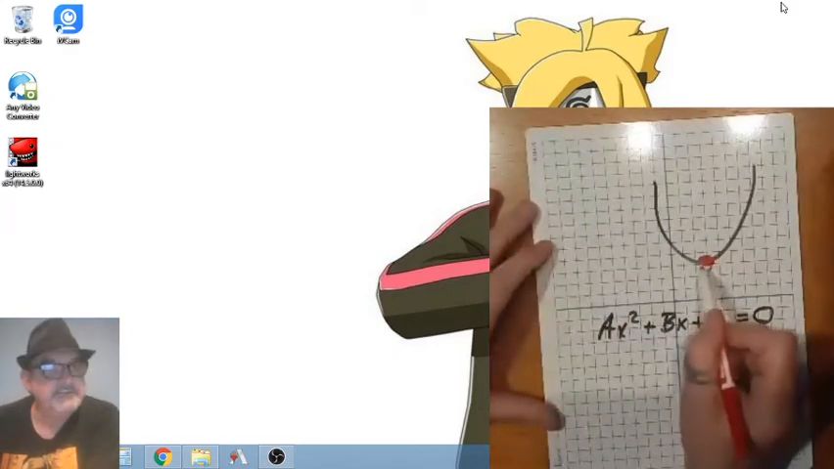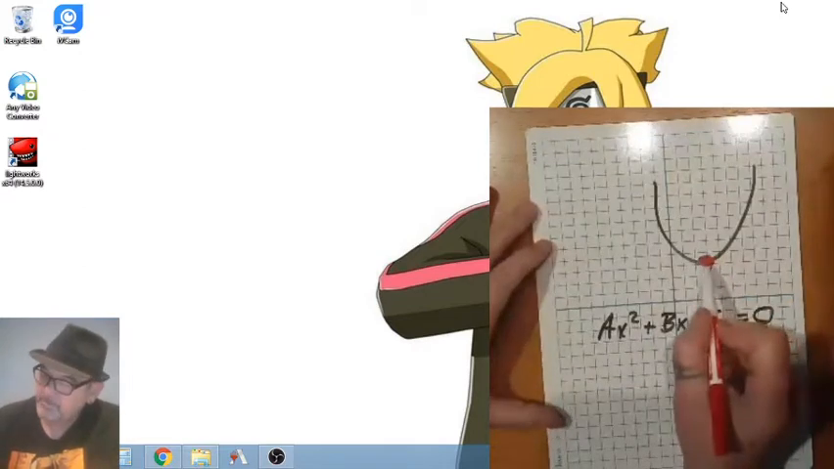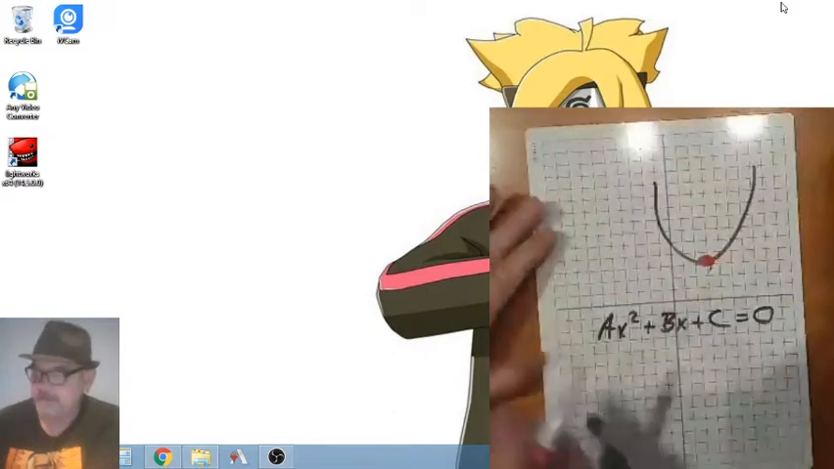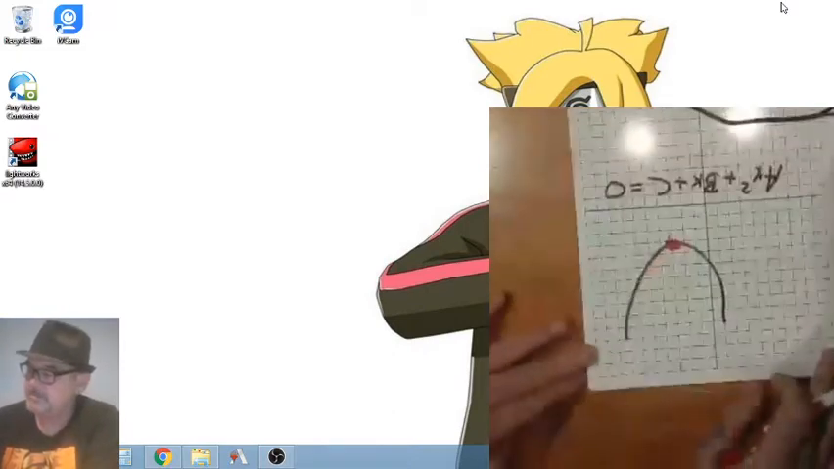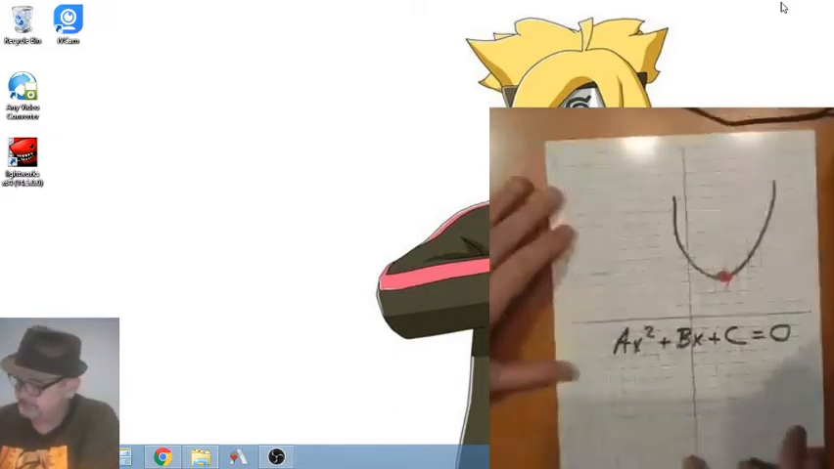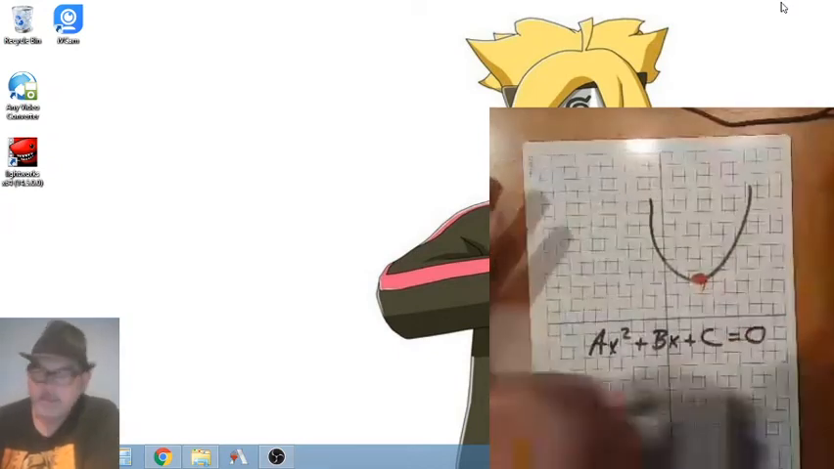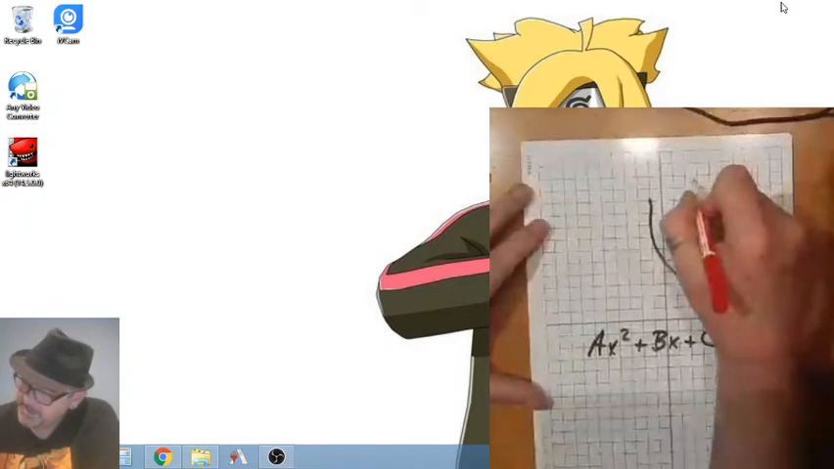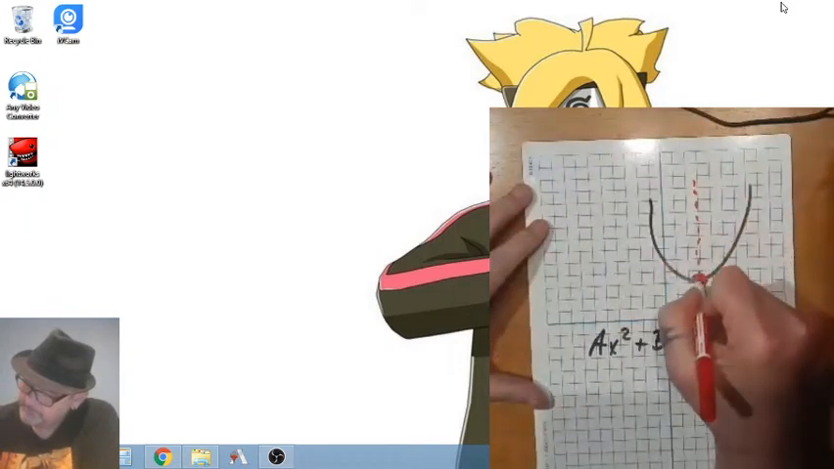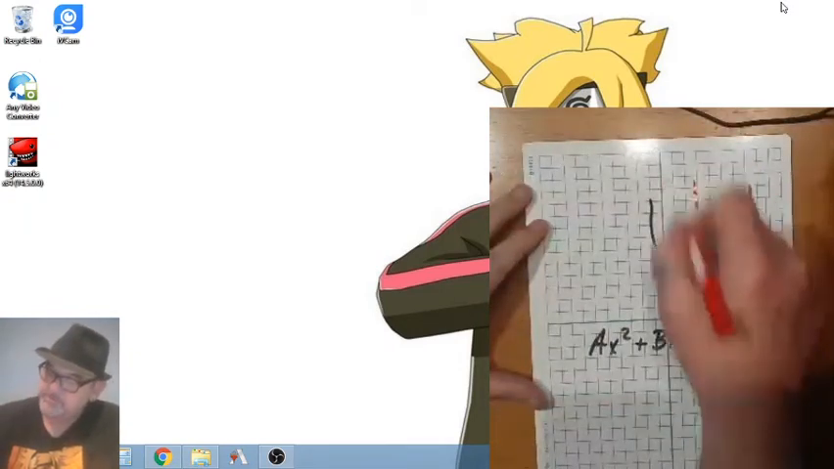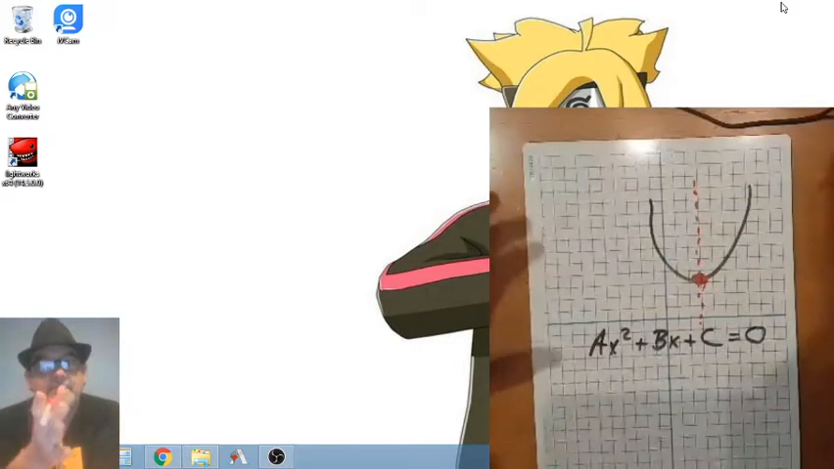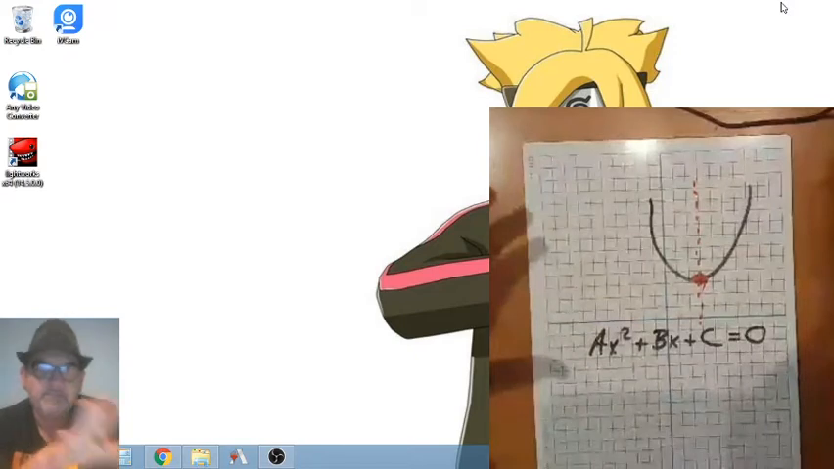The vertex is the center point. All right, it's either the lowest point on the graph or the highest point on the graph if the graph was upside down. But since it's not, it's the lowest point on the graph. That's the vertex. And the axis of symmetry is the line that goes through the vertex. It's the line that separates our parabola, our U shape, into two equal sides, left and right.